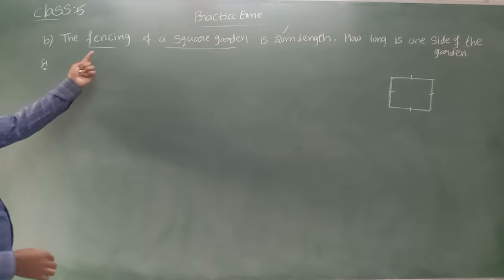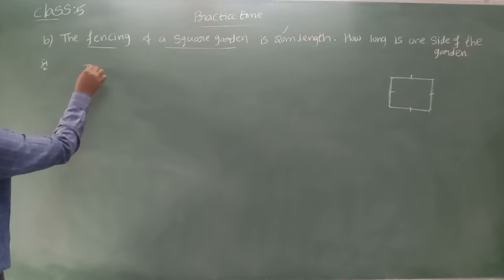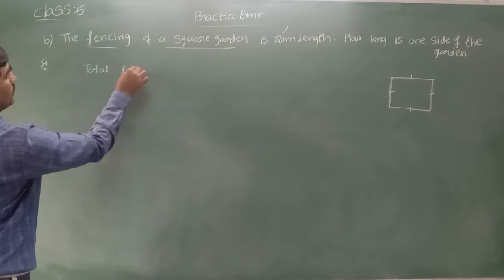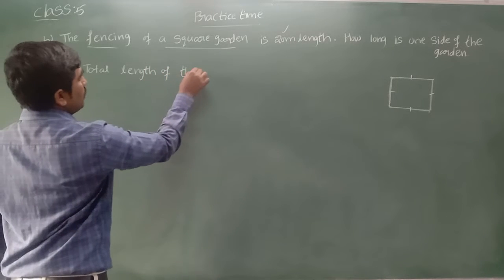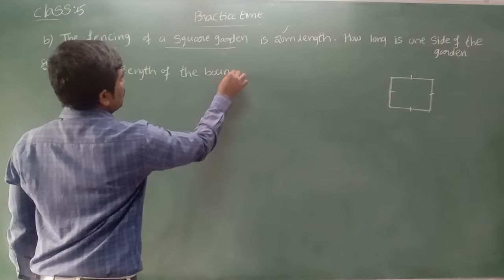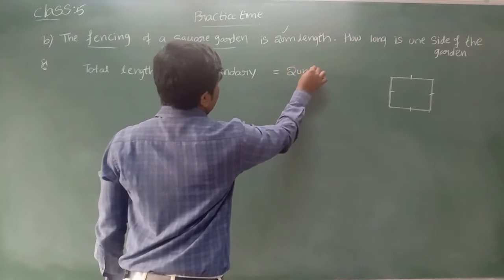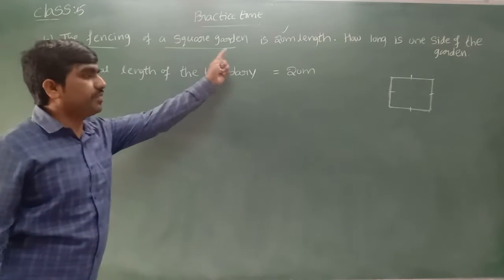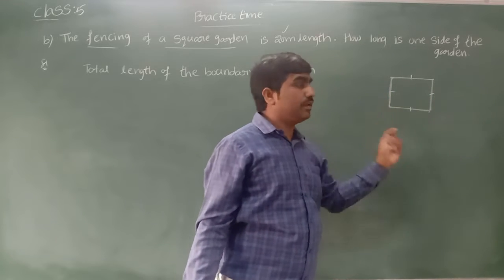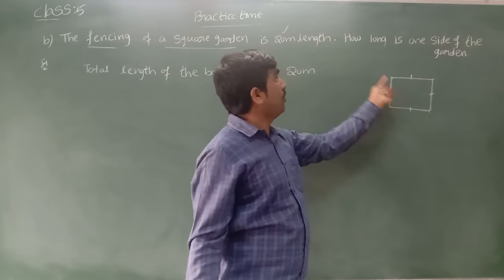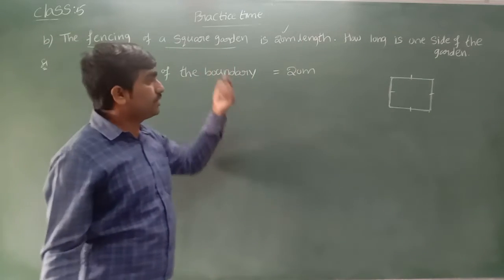You can see the fencing of a square garden is 20 meters in length. It means we can write total length of the boundary. So total length of the boundary is equal to how much? 20 meters. Fencing is nothing but covering the total boundary. So when they covered the total boundary, they found a length of 20 meters. So this 20 will become the total length of the boundary.